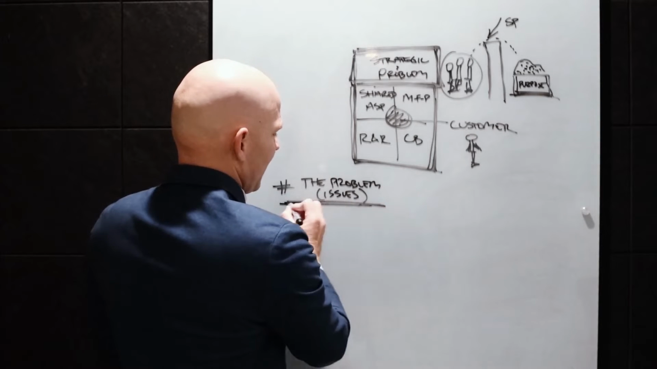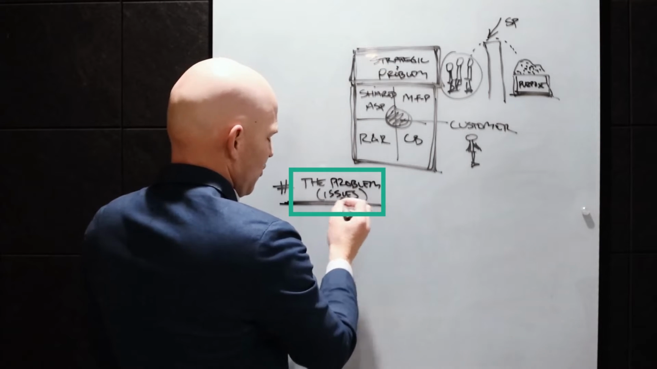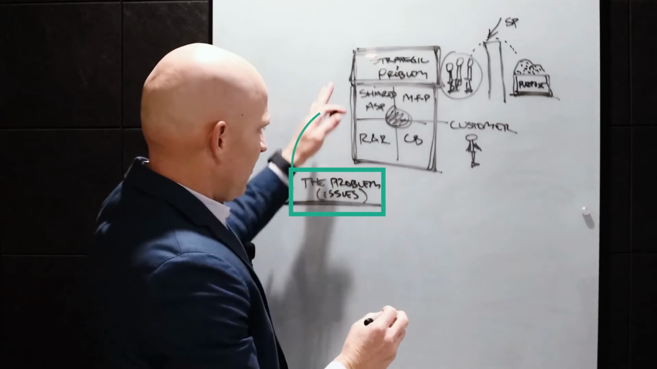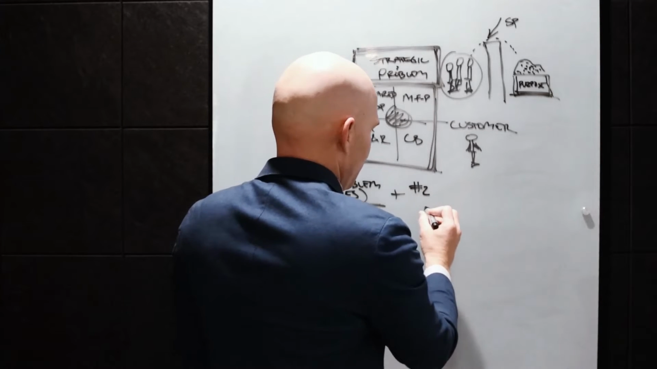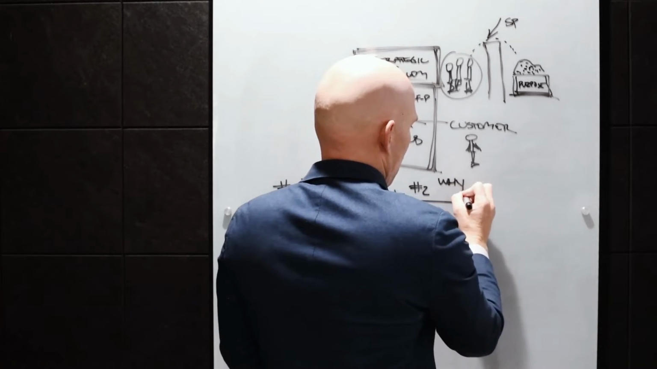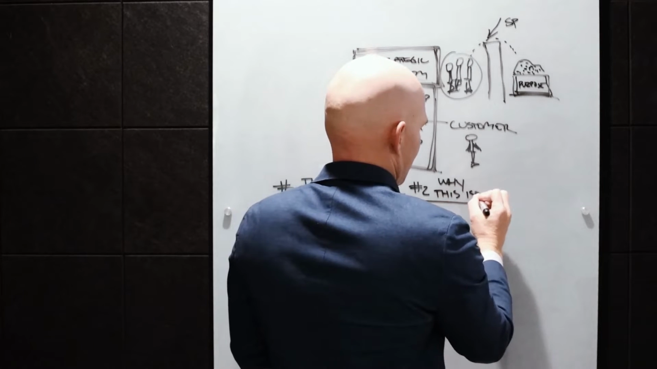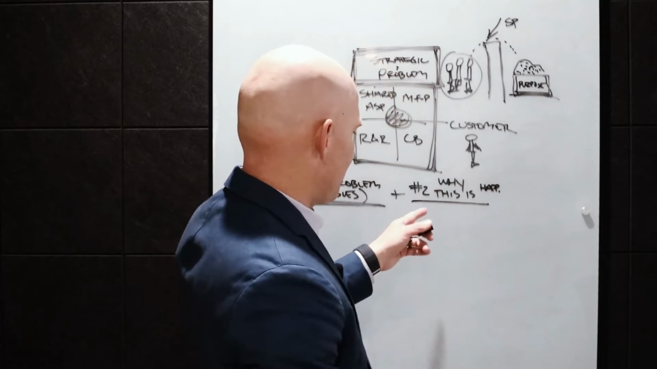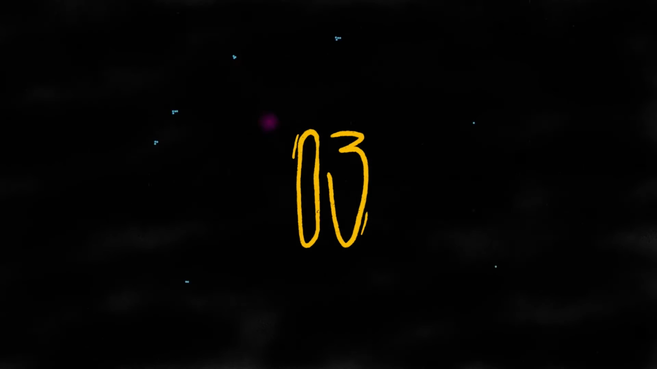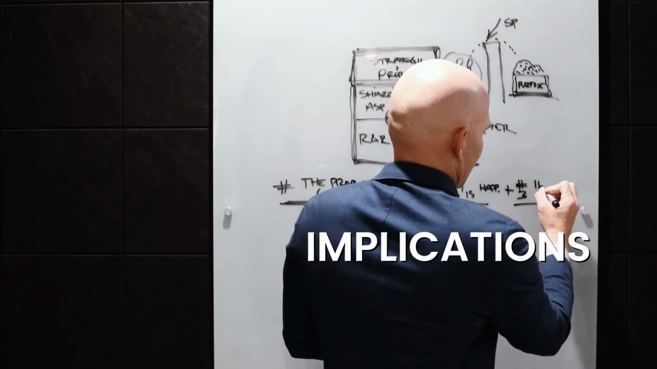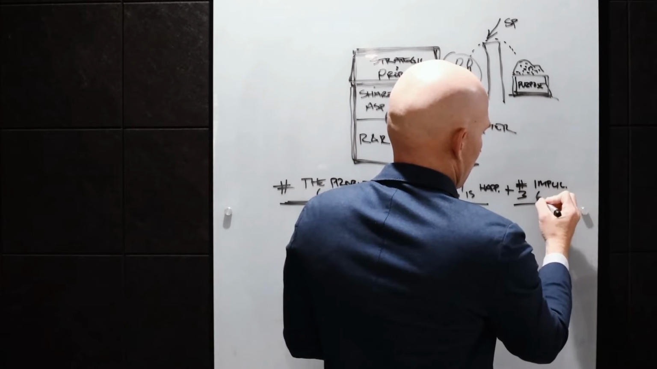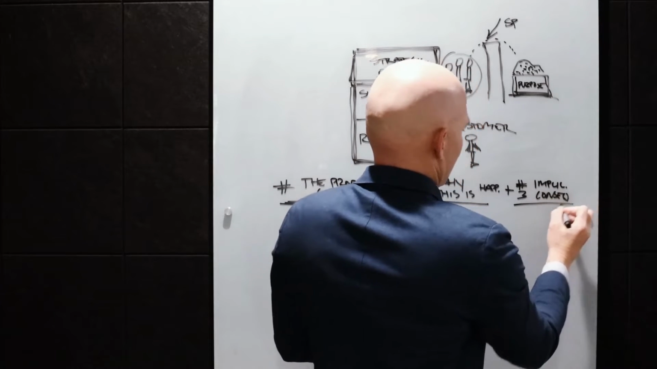But what we want to do is identify the problem or these issues, which I'll get into, that are leading to this bigger obstacle. Then the second part, so I'll put plus, number 2, is you want to identify why this is happening. Abbreviate. Why this is happening is number 2. Number 3 is we want to list out the implications or the consequences if you fail to take action.